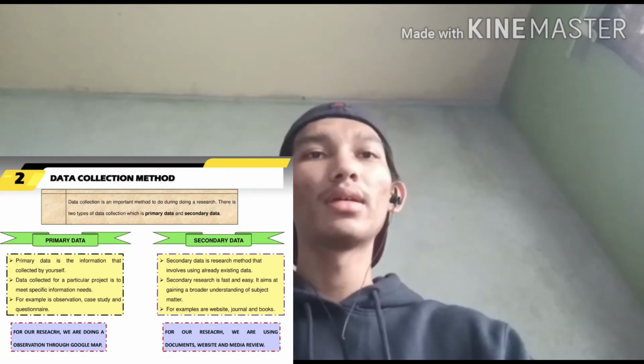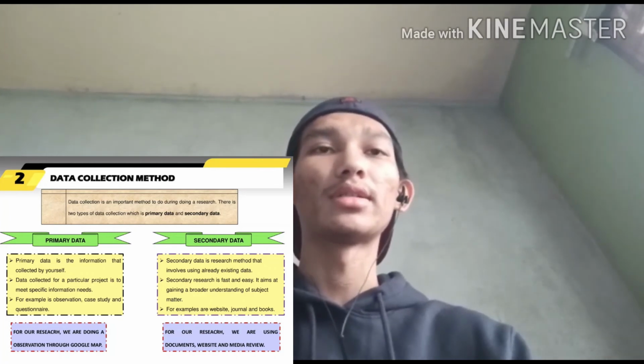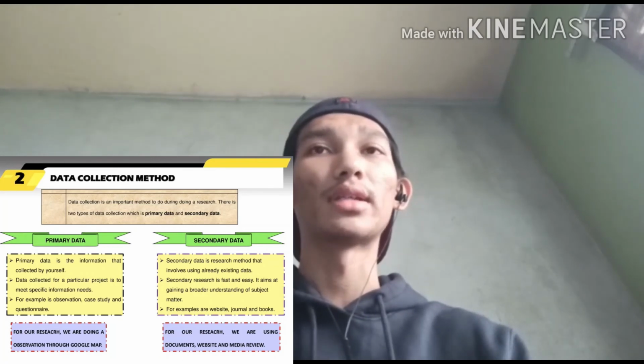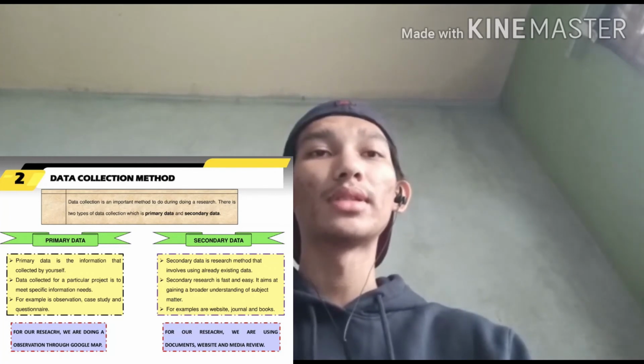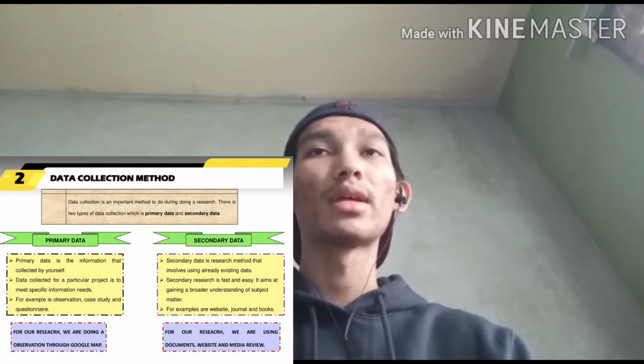Thank you. The data collection methods that we use are primary data and secondary data. Secondary data is a research method that involves using already existing data. Existing data is summarized and collected to increase the overall effectiveness of research. Besides that, secondary data is also data that has already been collected through a primary source and made readily available for researchers to use for their own research.